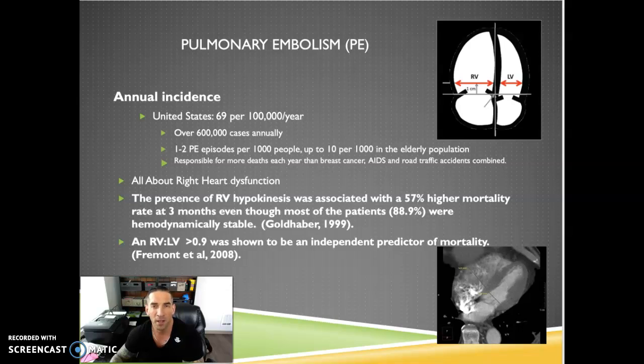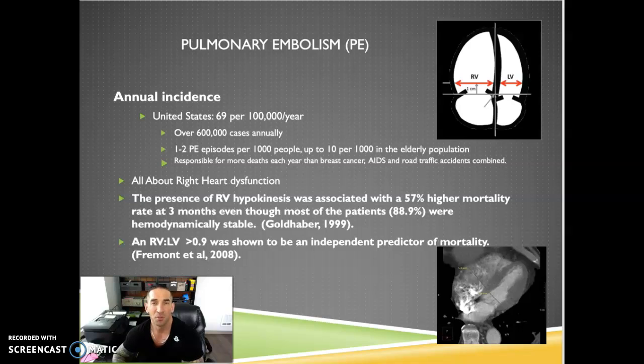Now, I mentioned it earlier, and that's when this blood clot gets trapped in the pulmonary artery and it causes a lot of back pressure. The right ventricle of the heart is not used to being stretched or dilated. It does not like to be under extreme pressures. That's where you get a lot of your complications from. In fact, RV hypokinesis, which is enlargement of the heart, is associated with a 50% higher mortality rate, even in patients that are stable. So these are patients whose blood pressure is normal. They still have a 57% higher mortality rate.